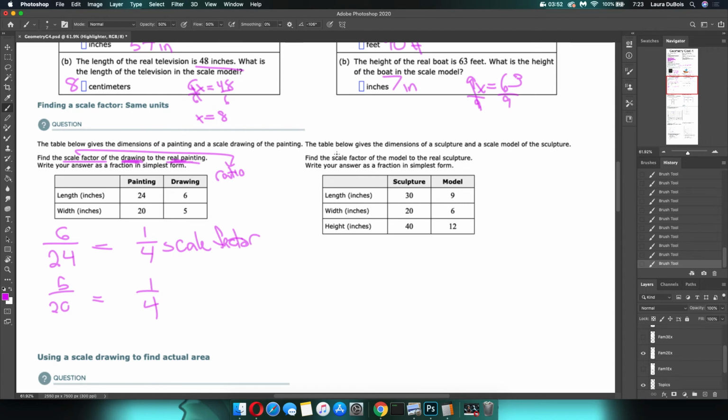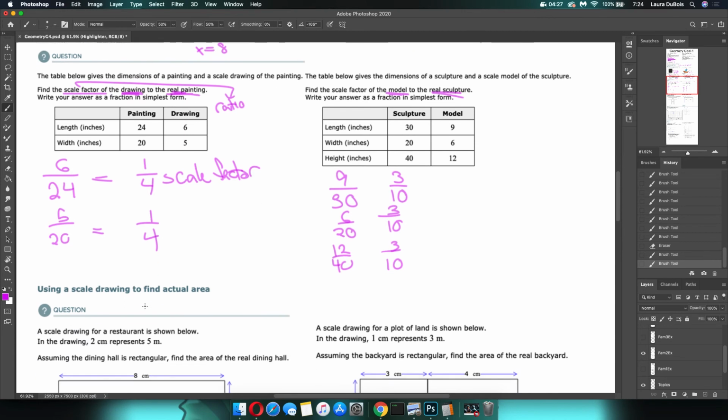Next up, we want the scale factor of the model to the real sculpture. So the model goes on top, the sculpture goes on bottom. 9/30, those are both divisible by 3, so 3/10. Let's see if the rest of it works. 6/20, divide by 2, divide by 2, so far so good. 12/40, divide by 4, divide by 4. Ms. Dubois, pay attention. Yes, this all matches up and is going to be a scale of 3 to 10.